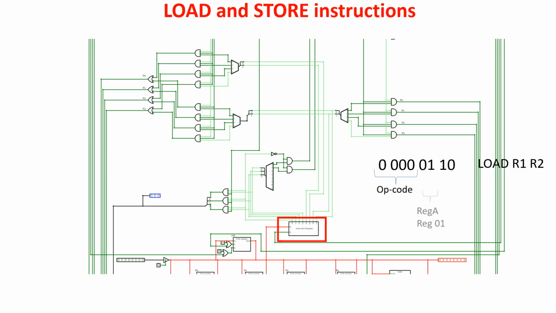The 5th and 6th bits define the register in which we have the address of the RAM cell from which we want to pick the data. We generically call it register A, which in this case is register 1. The 7th and the 8th bits are related to the register in which we want to load the data coming from RAM, generically called register B, in this case register 2.